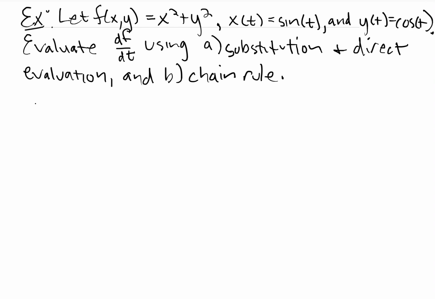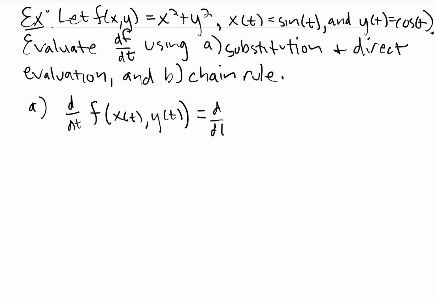Okay, so if I try this with direct substitution, what this is actually having me do is take the actual derivative of whatever happens when you take f and plug x of t and y of t in. Just be careful that you got your order straight here. I really want a derivative of what happens when I plug these functions in. Well, I'm squaring sine of t, I'm also squaring cosine of t.